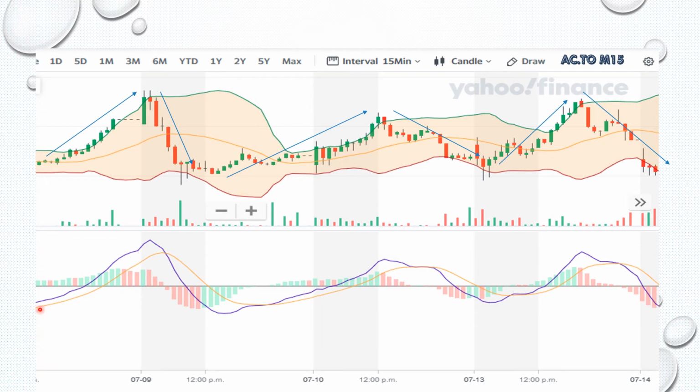Now, you have to enter the market right here. This is one place. That is another place to enter the market. That is another place to enter the market. And where to exit the market? To exit the market here, that's one. Pay attention carefully. That's two. You exit the market. And that's three. You exit the market.